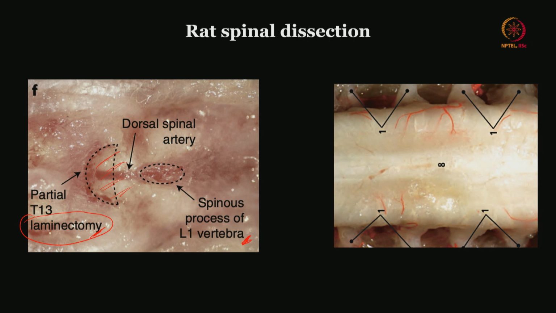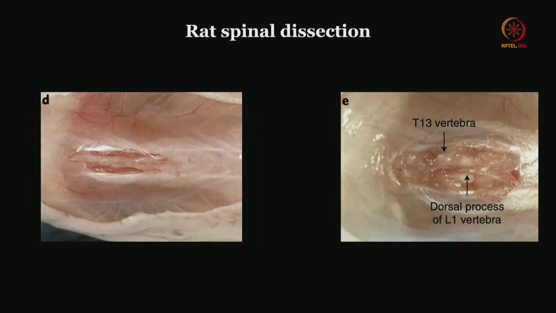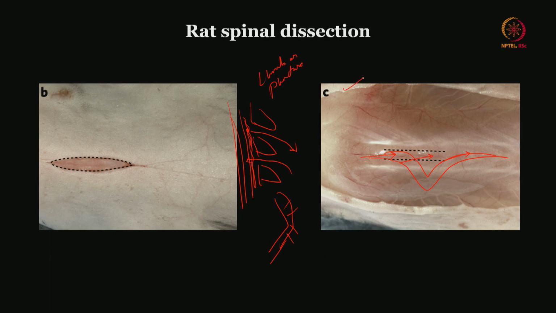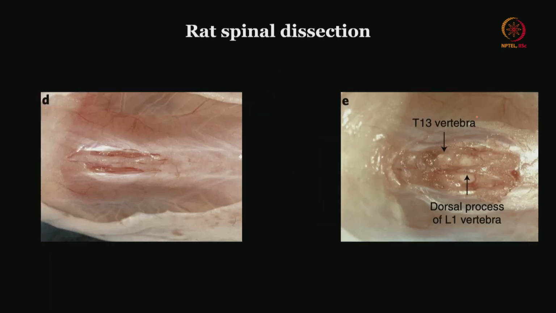Then the dura will come into view. So, if you remember sequentially the structure, first is the skin and then the subcutaneous tissue, then the muscle plane will come. Once you dissect the muscle plane, you will see the spinous process.